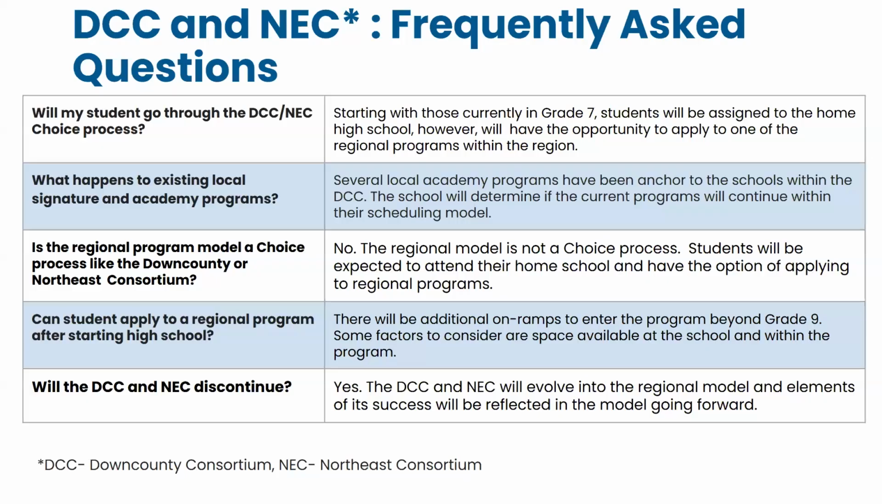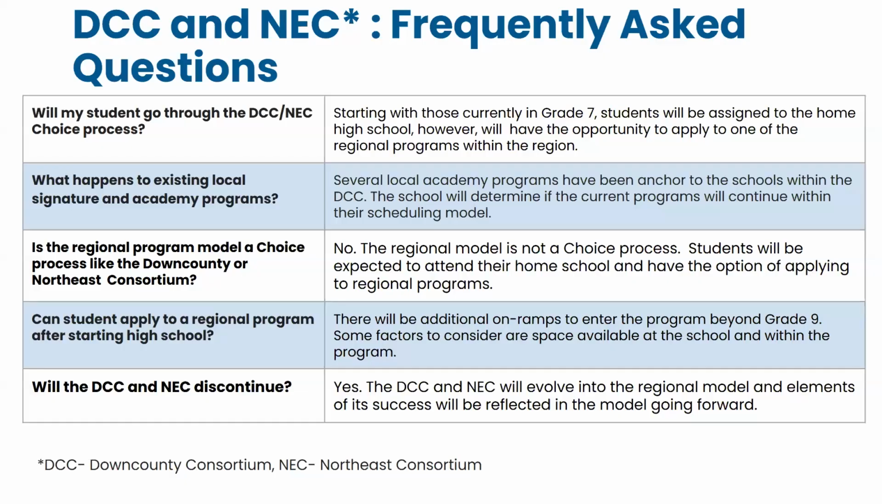We have some questions specific to the Down County Consortium and the Northeast Consortium. Well, the first is, will my student go through the DCC NEC choice process? And again, with our students who are currently grade 7, they will transition to the regional model and be assigned to a home school. Next, what happens to existing local signature and academy programs? Those local programs will remain at the schools in those regions.